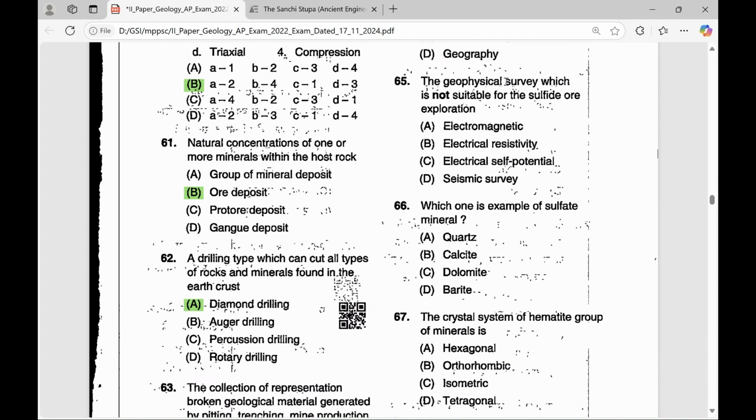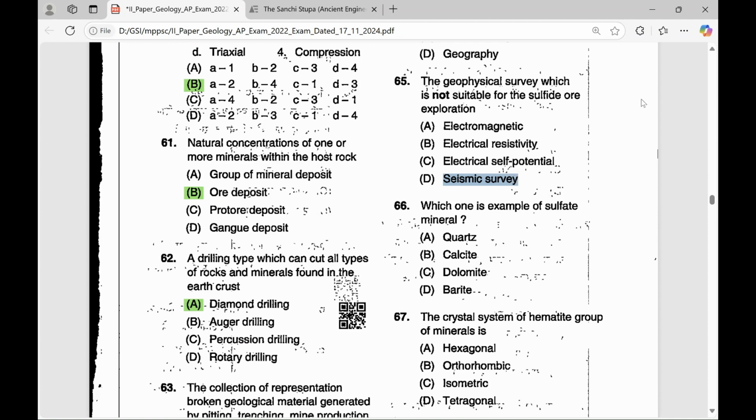Next, the geophysical survey which is not suitable for sulfide ore exploration. Tell me which can be the answer: electromagnetic, electrical resistivity, electrical self potential, and seismic survey. So out of these, which one do you think is not suitable?